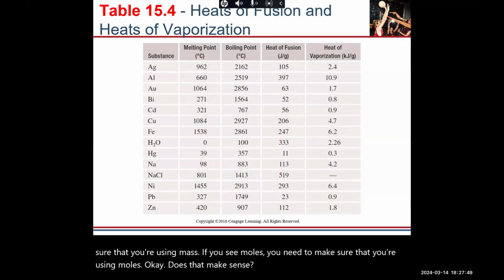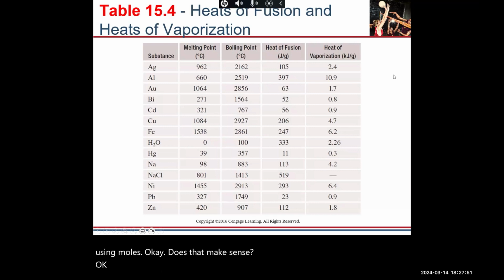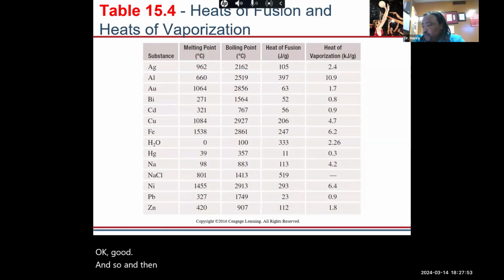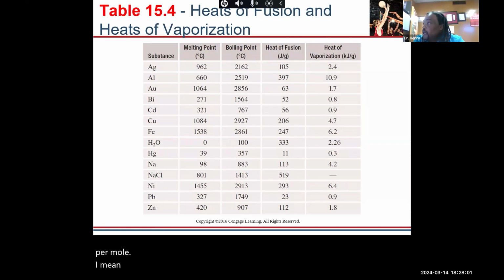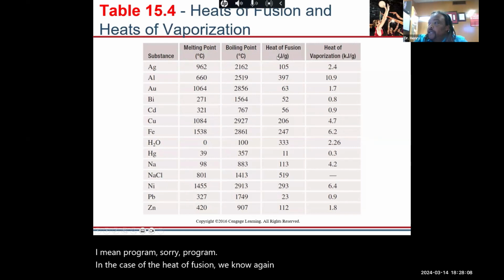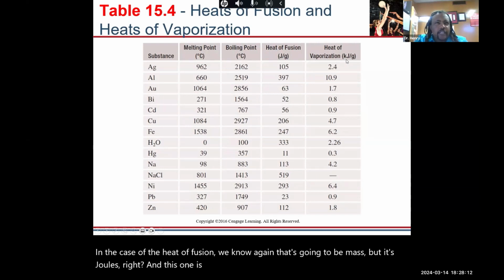Yes. Okay. And then the heat of vaporization for water is going to be 2.26 kilojoules per gram, sorry, per gram. So in the case of the heat of fusion, that's going to be mass, but it's joules, right? And this one is kilojoules, which means that it's 1,000 times larger than a joule.